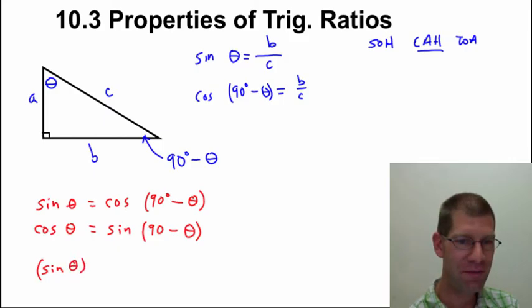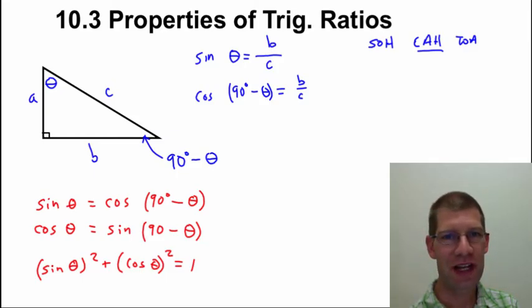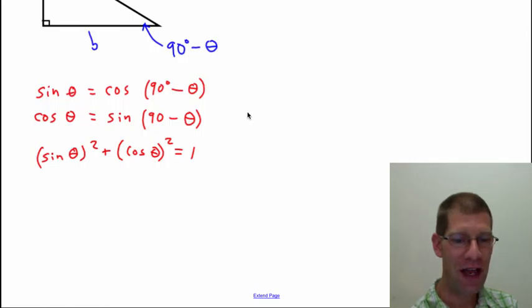Sine of theta, quantity squared, plus cosine of theta, quantity squared, equals 1. And for that, if you look at the reading in our book, section 3, there is a proof for this one here. There's actually a cooler proof in the notes that we're going to do tomorrow, 10.4. So I'd check that out for sure in the notes tomorrow.